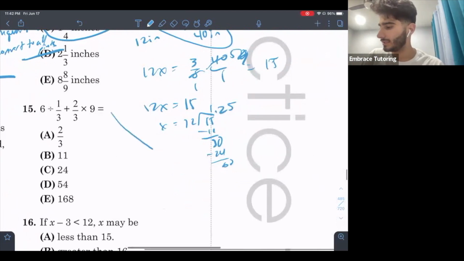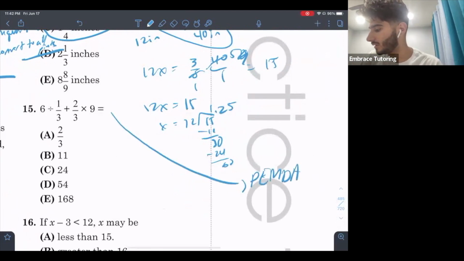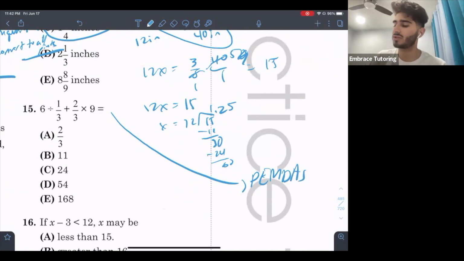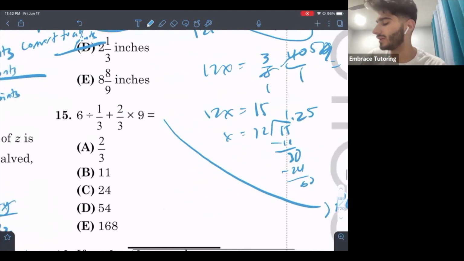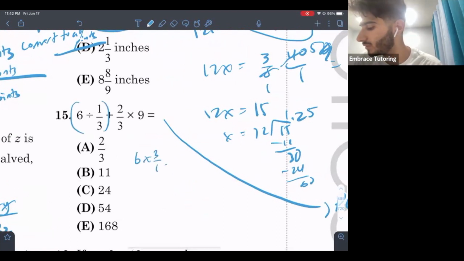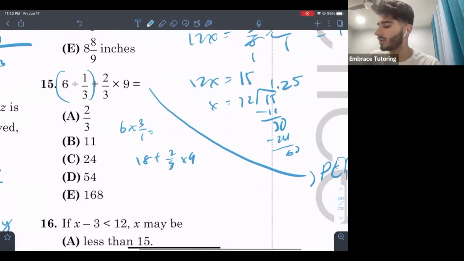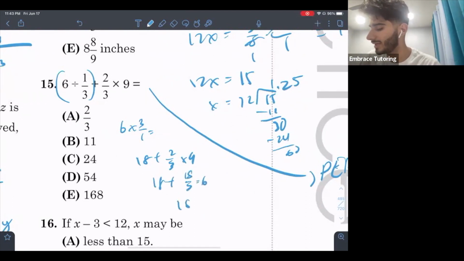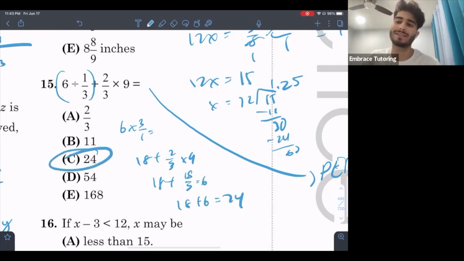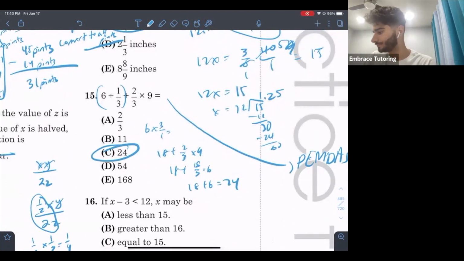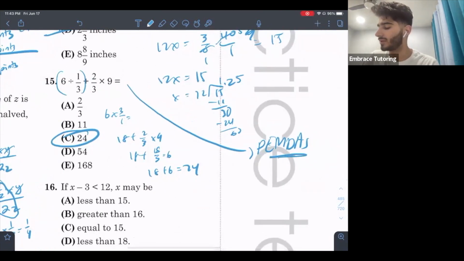Question 15 is a PEMDAS question. We have parentheses, exponents, multiplication, division, addition, subtraction from left to right. So 6 divided by 1/3, 6 times 3/1, which is 18, plus 2/3 times 9. Now multiplication is next instead of addition. Following PEMDAS, 18 plus 18/3, which is 6. So 18 plus 6 is 24. Choice C for question 15. You just have to follow the rules of PEMDAS, going left to right, and making sure that either multiplication or division can go first, but it has to come before addition or subtraction.